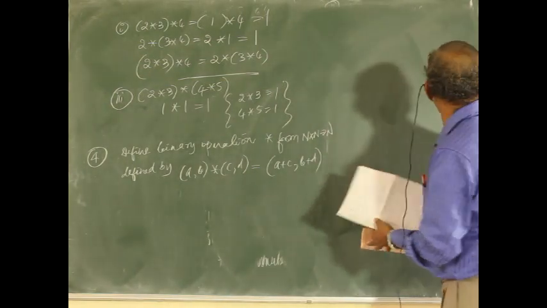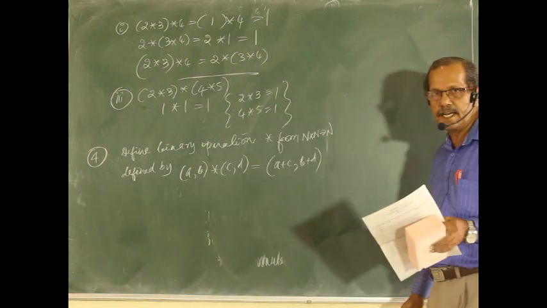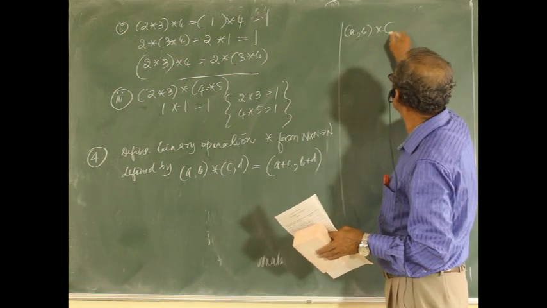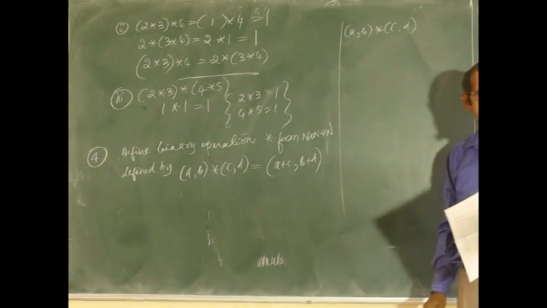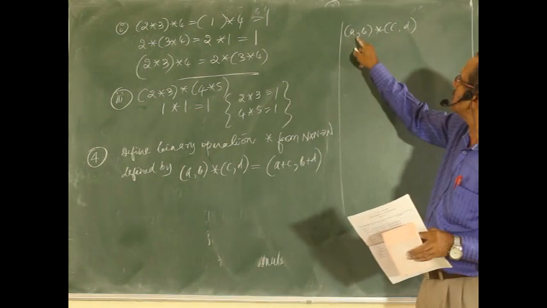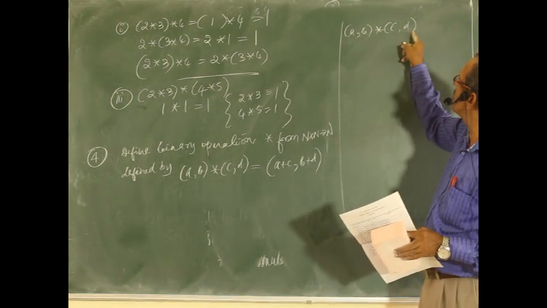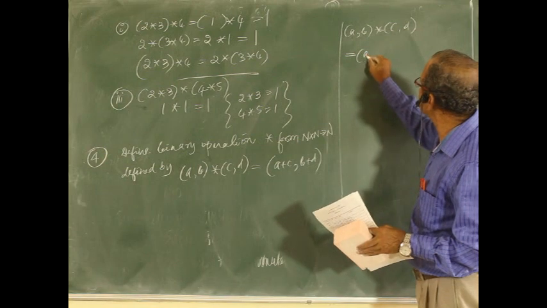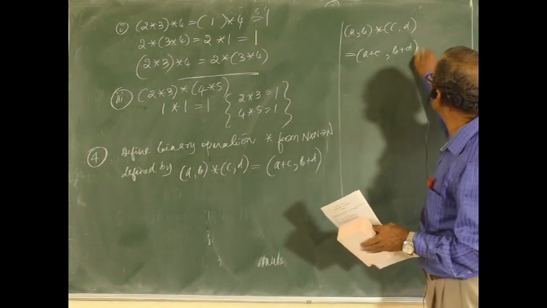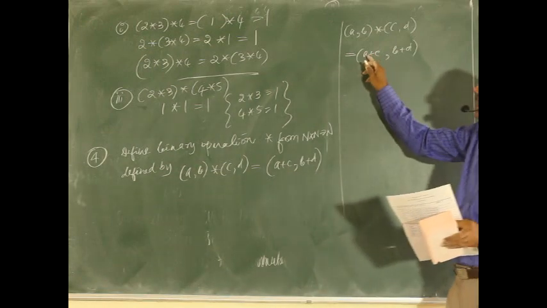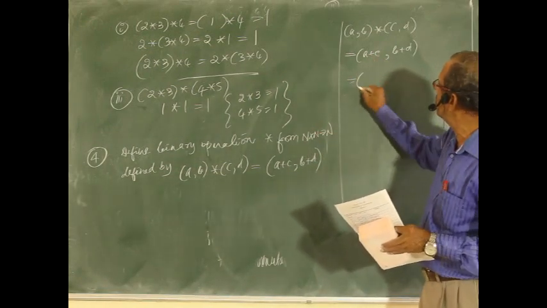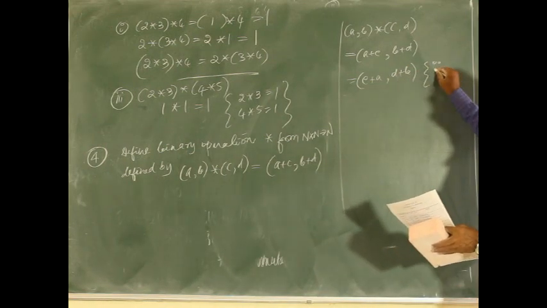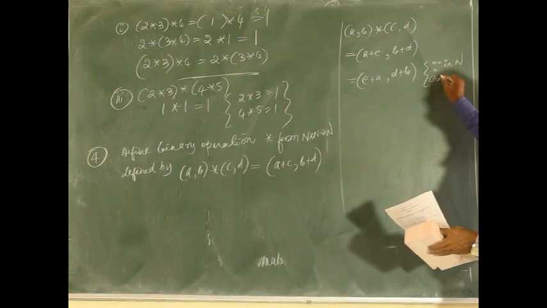Now, whether it is commutative, whether it is associative, let me take this. a comma b star c comma d. If it is commutative, you must get c comma d star a comma b. They are equal. Let me start with this. Equal to a plus c, b plus d, according to the definition. But addition in a natural number is commutative. No doubt you can write c plus a, this one as d plus b, because in N, commutative property holds.